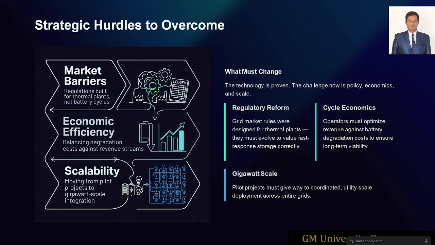So when you talk about scalability, scalability is also an important factor, right? You have to think about moving from the pilot project to the gigawatt project. That is what I'm telling. So the pilot project at megawatt scale is already okay. Megawatt battery storage is there. Then we are going for the gigawatt, which means we are scaling up the integrations. We are going for integrations, all right?